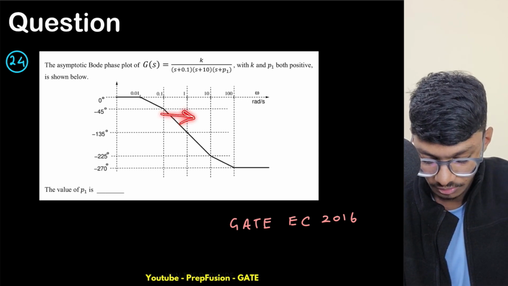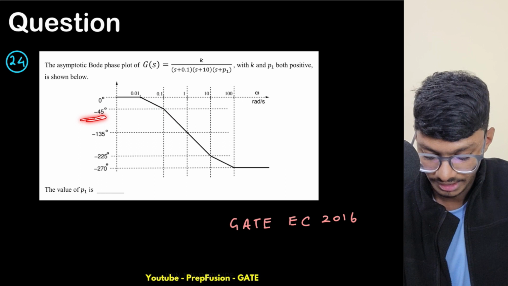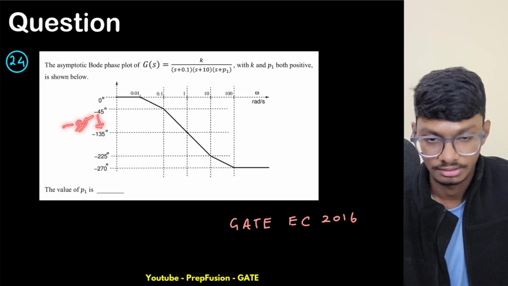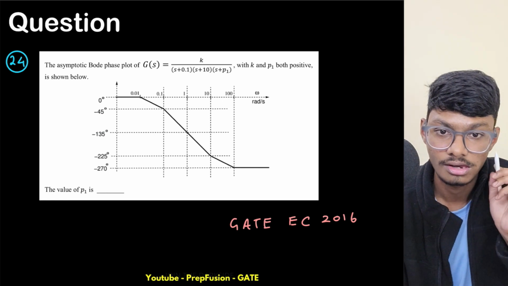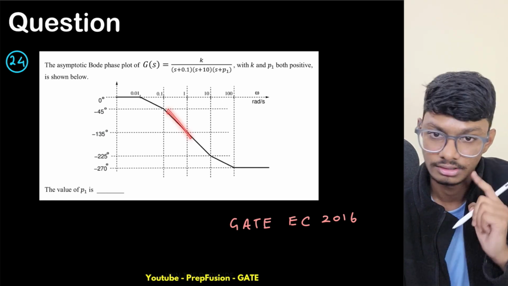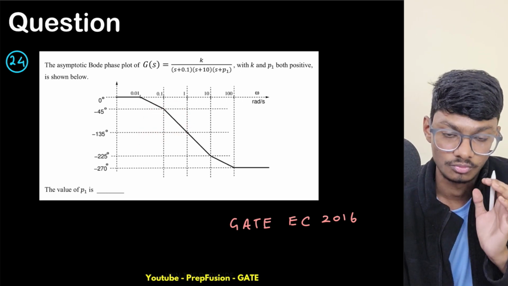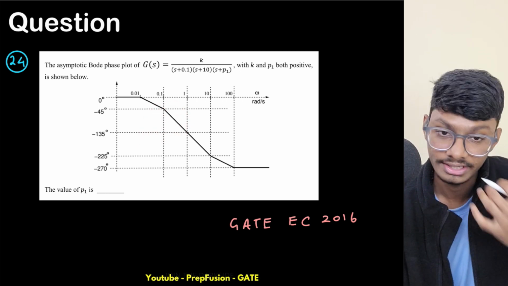In 1 decade, from 0.1 to 1, it is traveling from minus 45 to minus 135. That means it is traveling minus 90 degrees. So in 1 decade it is traveling 90 degrees. So what is the slope? Slope is minus 90 degrees per decade.